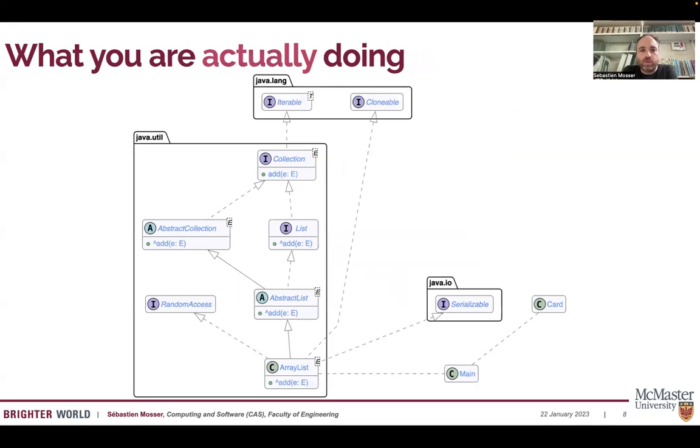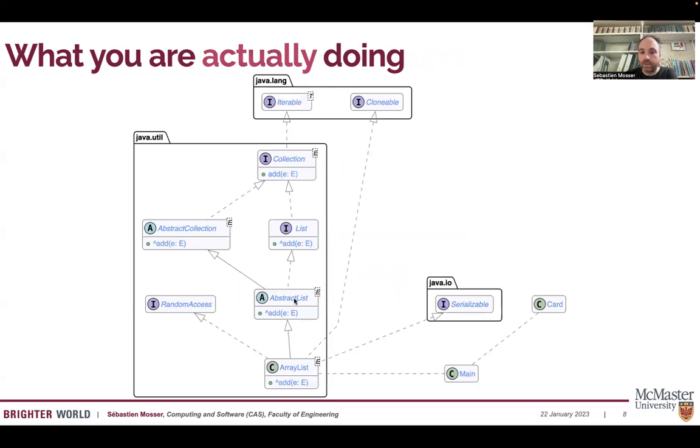But actually, what you're doing is sort of completely different, because what you're saying is that you still have the main that is interacting with the card. That is true. I've removed the object to simplify the diagram. That's the very idea. But then you're coupled, you're linked to an array list.